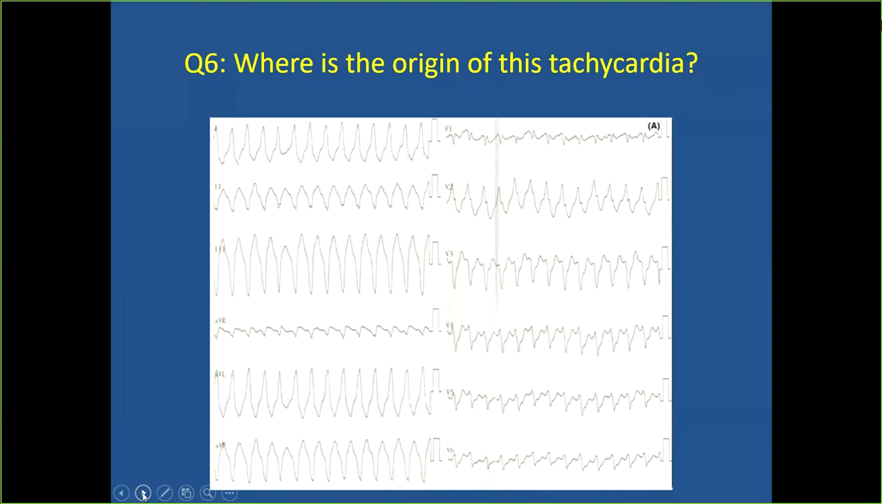Now, where is the origin of this tachycardia? Is it the RV inflow, means around the tricuspid valve? Is it the LV summit? Is it the LV crux or the RV outflow? So two LV origins, two RV origins.